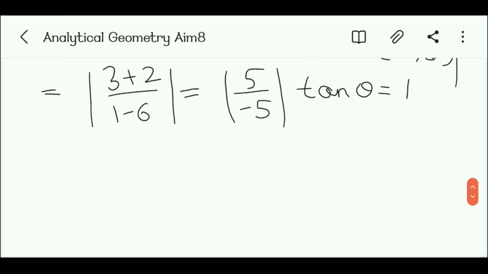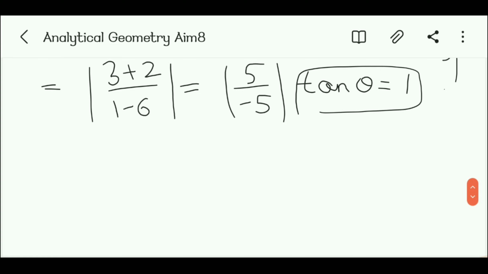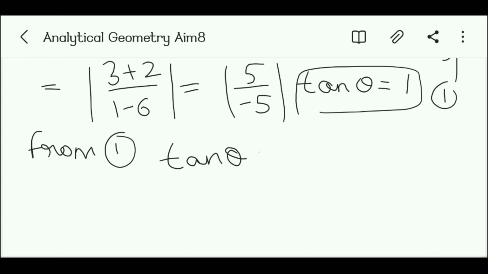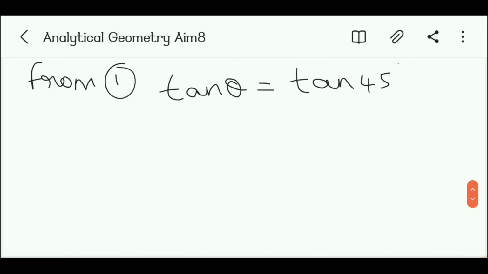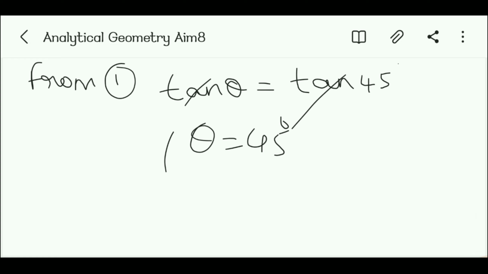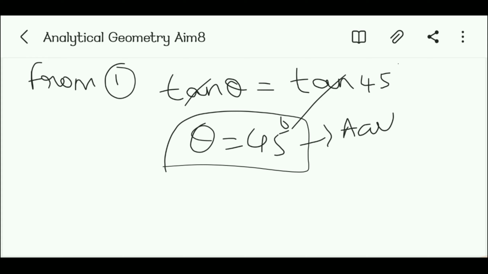Now based on this, I will take tan theta is equal to tan 45. Why will I write tan 45? Because the value of tan 45 is 1. Now we have to find that acute theta value, right? Now tan cancels, theta is equal to 45 degrees. Now we found that this is the acute angle between those two lines. Now we will see the next question.